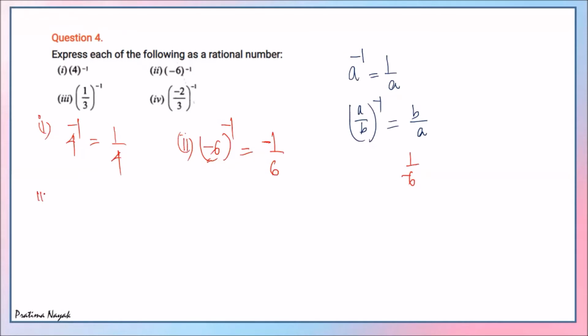Then the third part, 1 by 3 to the power minus 1. So it will be its reciprocal, 3 by 1. That's all. Then the fourth part is minus 2 by 3 to the power negative 1. So it will be 3 by 2, and the negative I'll write in the numerator. So this will be minus 3 by 2. Answer.